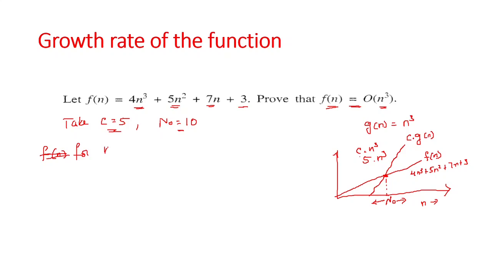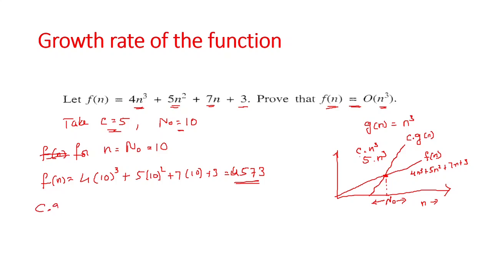for n is equal to n naught, which is equal to 10, what will be the value of f of n? F of n will be 4 into 10 cube plus 5 into 10 square plus 7 into 10 plus 3, which will be equal to 4573. Now c into g of n, c as I said is taken as 5, into 10 cube, which will be equal to 5000. So obviously, if you observe here, f of n is less than c into g of n for the value n is equal to 10. So this is the value we got.